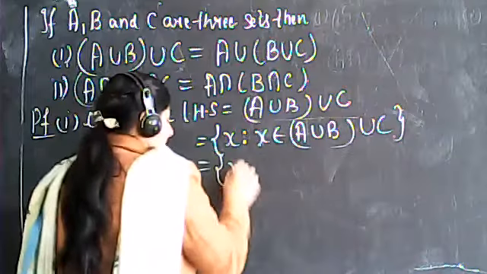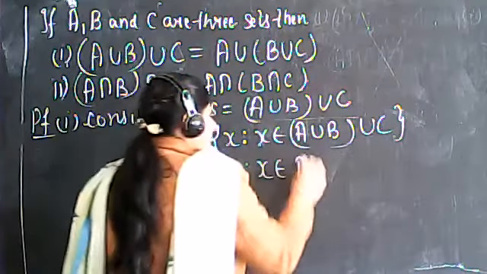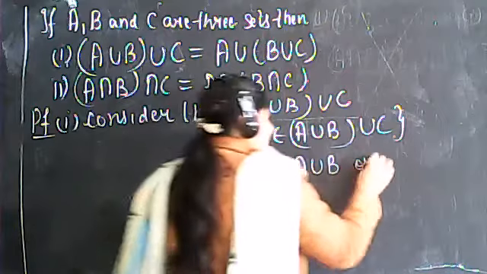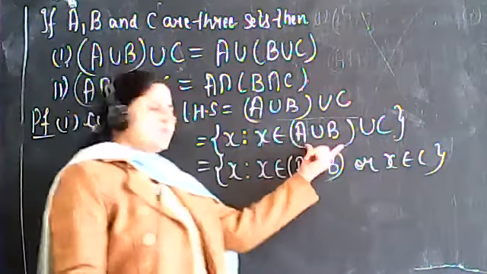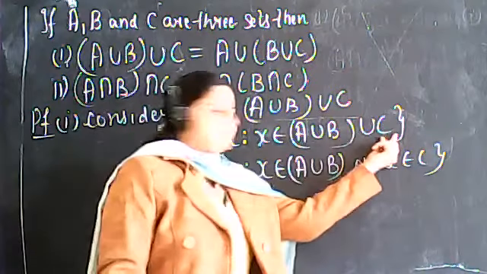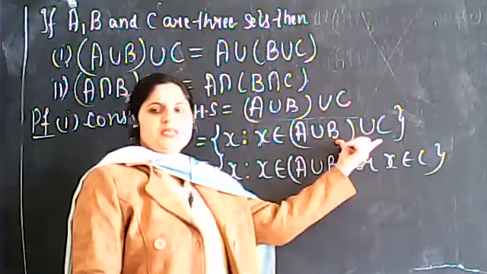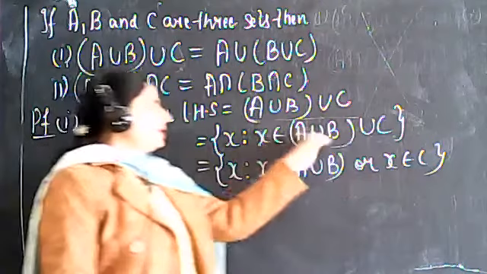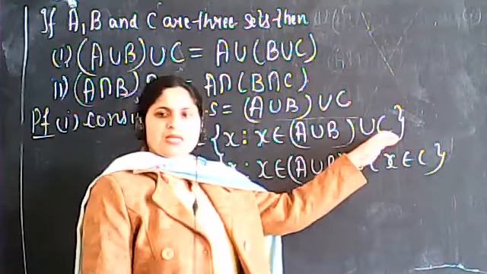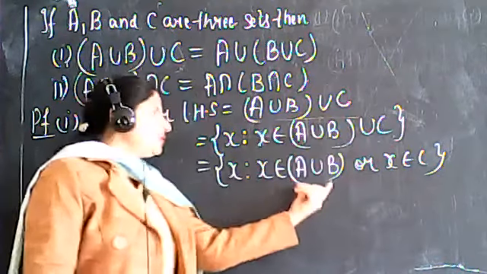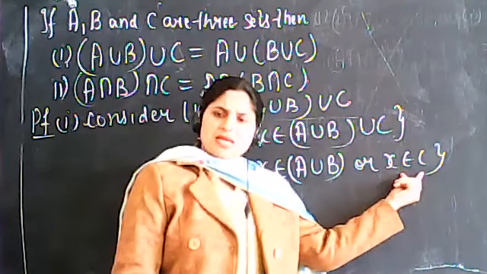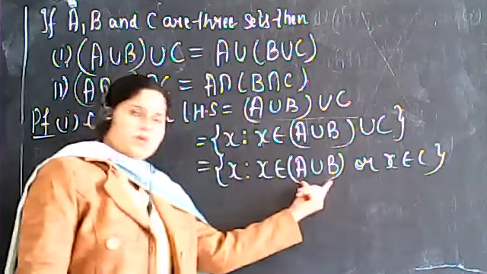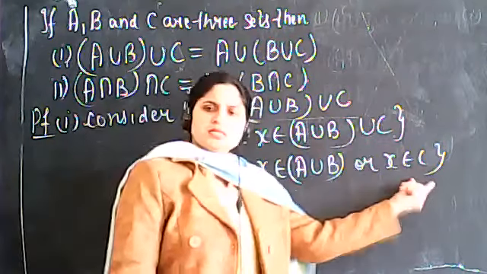It means X such that X belongs to A union B or X belongs to C. This is the first set and this is the second set. Union of these two sets. If the element is in the union of these two sets, it means either the element is present in the first set or the element is available in the second set. First set is A union B and second set is C.